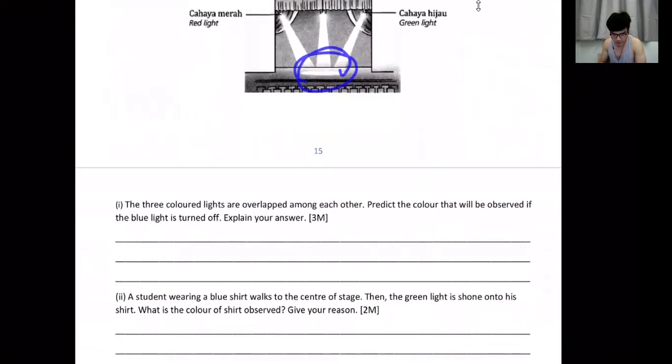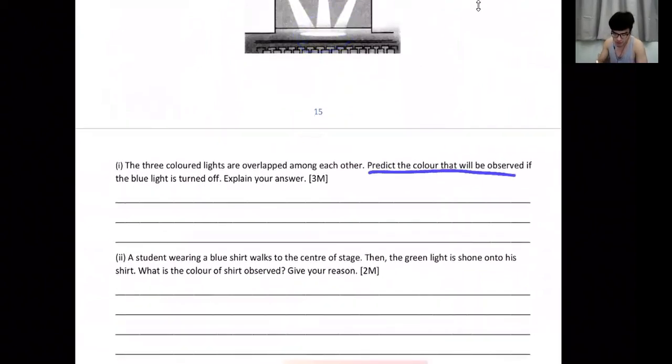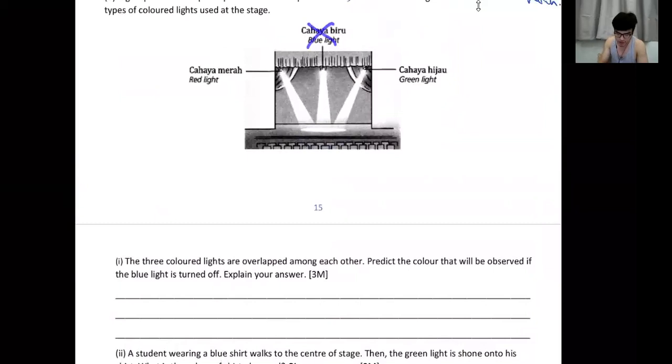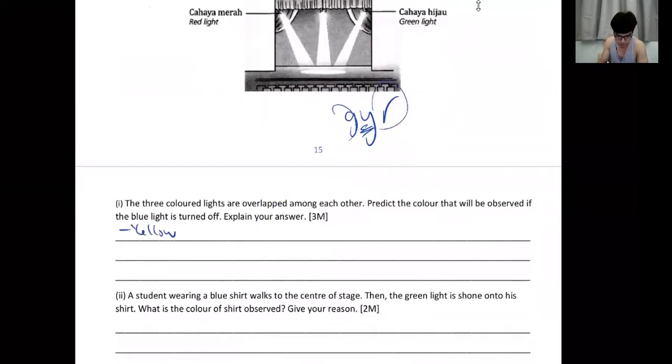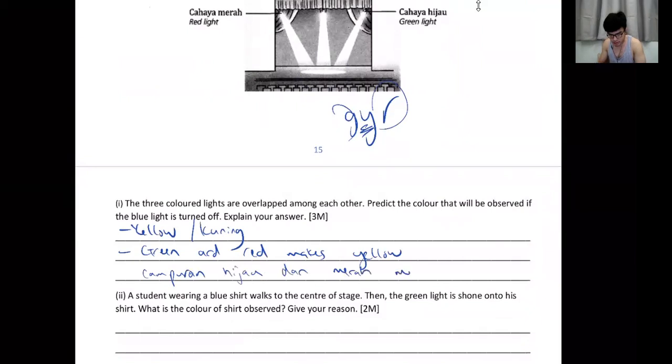Predict the color that will observe if the blue is turned off. Now I turn off blue. There's no more blue. So there's only red and green. So red and green is gayer, right? Red, green, you will get yellow. Okay, warna kuning. So explain why is it yellow? Because green and red makes yellow. Okay, so campuran hijau, merah menghasilkan kuning.